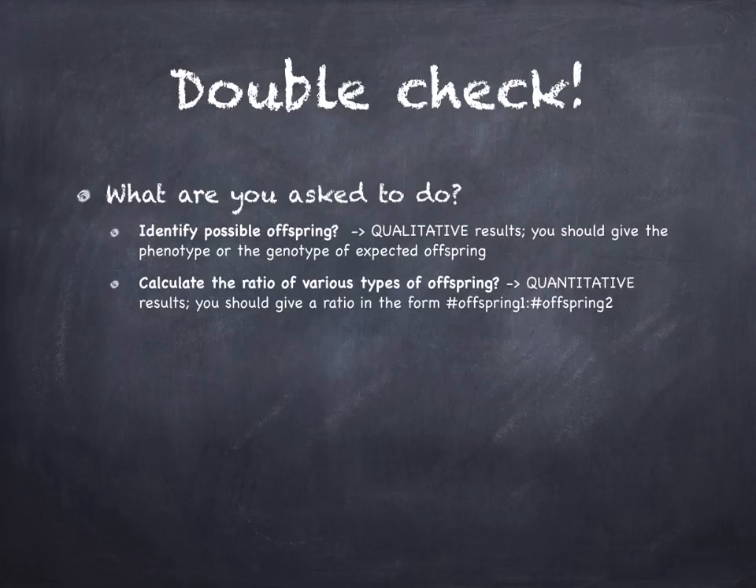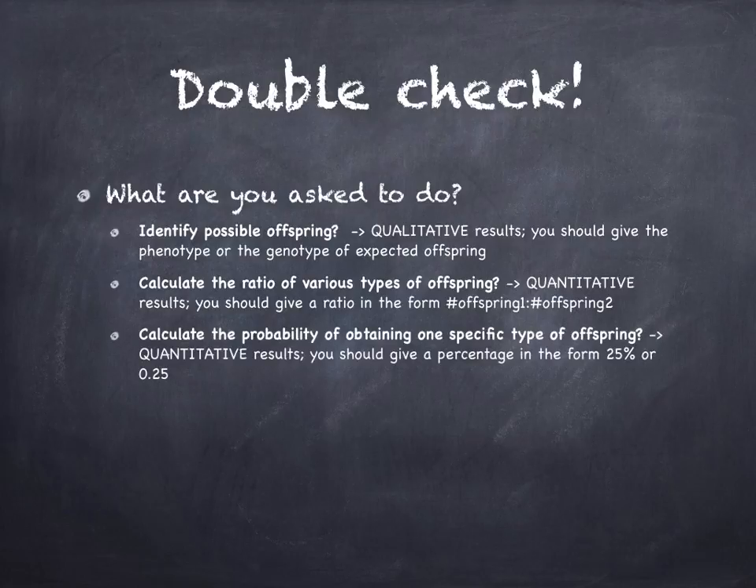Calculate the ratio of the types of offspring. You were not asked to do that, so you don't have to do the ratio. However, you were asked to calculate the probability of obtaining one specific or all of the specific offspring. So here you have given a percentage. So this is what you had to do. You gave quantitative results as well as qualitative results.